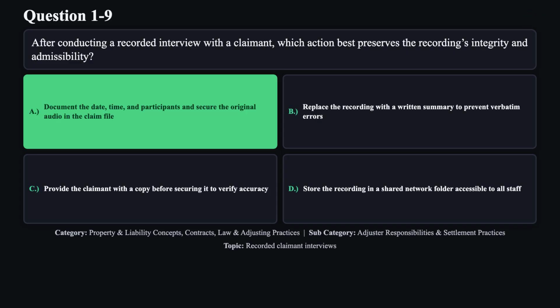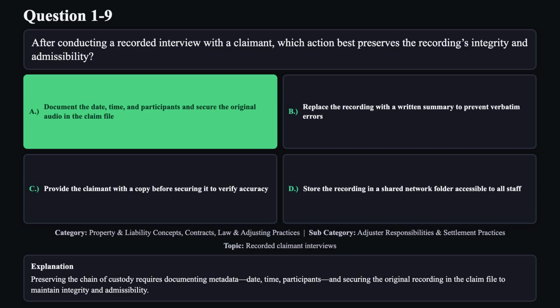The correct answer is A. Preserving the chain of custody requires documenting metadata, date, time, participants, and securing the original recording in the claim file to maintain integrity and admissibility.